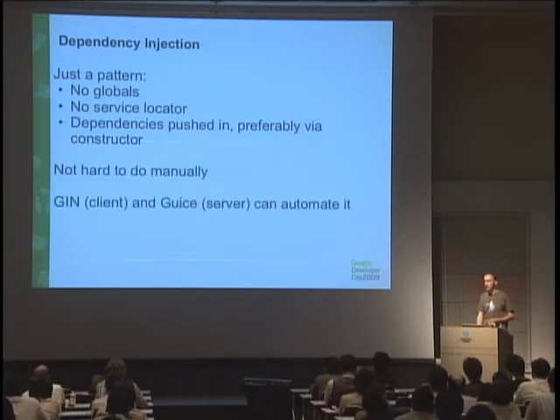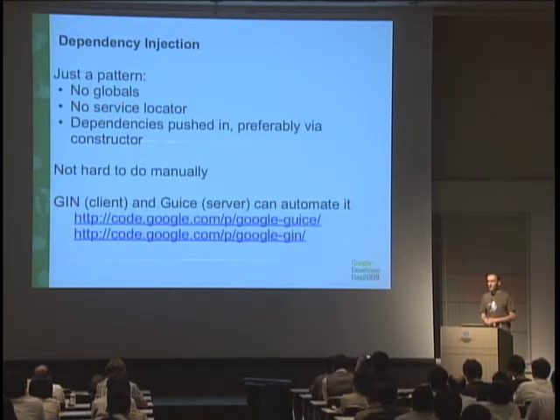Dependency injection is not hard to do manually. In fact, in AdWords, I believe it's currently done manually, and that's because these two projects, Gin and Juice, Gin was not available at the time. Gin does client-side dependency injection, and Juice does server-side dependency injection.